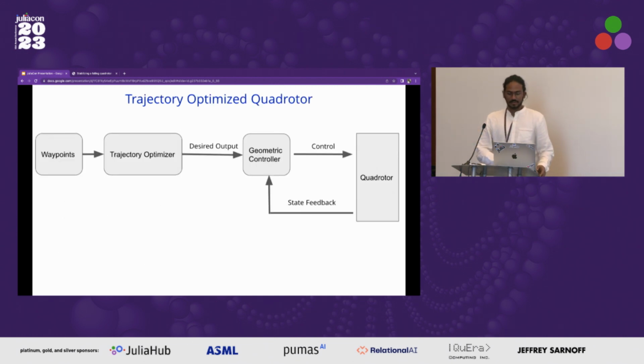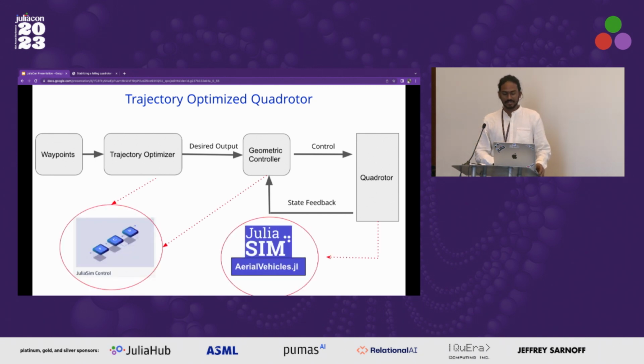And so this is the overall structure of integrating the trajectory optimizer with the quadrotor using a geometric controller. Based on an array of waypoints and the corresponding time required for each segment that needs to be designed, the trajectory optimizer synthesizes a desired output, which the geometric controller uses along with the state feedback to synthesize the control to make the quadrotor follow the desired trajectory. The control generation and trajectory optimization has been done using JuliaSim Control, and the quadrotor model is a part of the aerial vehicles model library within JuliaSim.